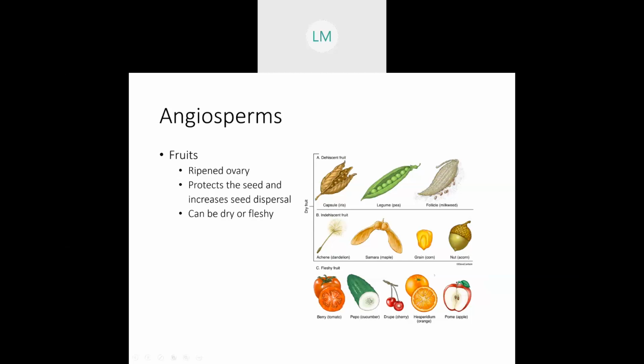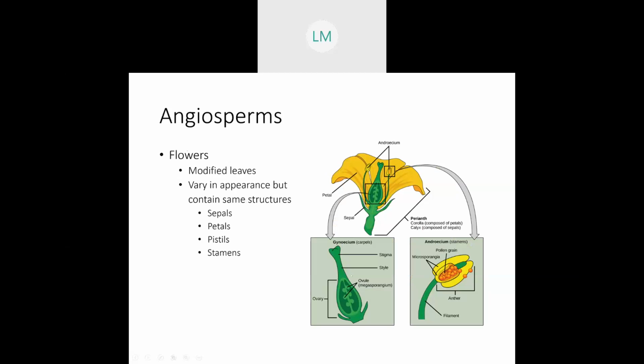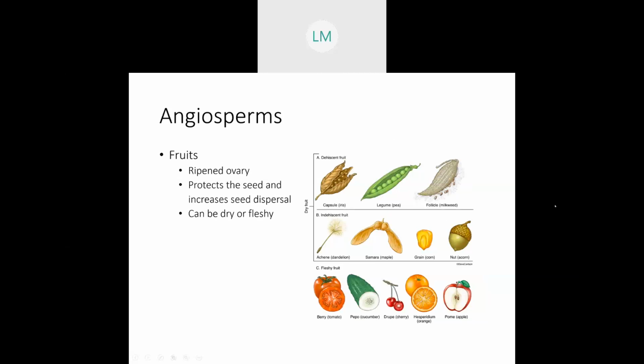But then we also have fleshy fruits, right? And this is what we think of when we think of fruits. Still a pretty wide variety here of the types of fleshy fruits that we see. But this is going to be our fleshy fruits here. All of these are ripened ovaries. So we go back to our flower. This structure down here, this ovary on our pistil, that's what's becoming our fruit. And it is protecting the seed and helping with dispersal. That's the purpose of this fruit.